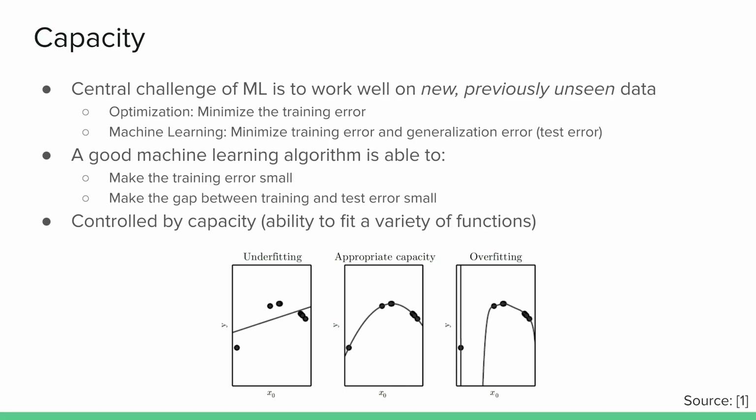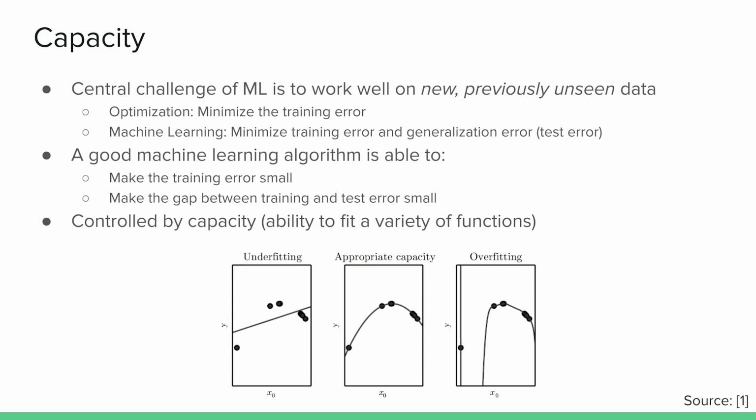And how can you control this? It's the capacity. This is the central parameter that allows us to determine what capacity our network has, how good it can eventually become and fit our underlying function that we're trying to learn here. So it's the ability to fit a variety of functions.